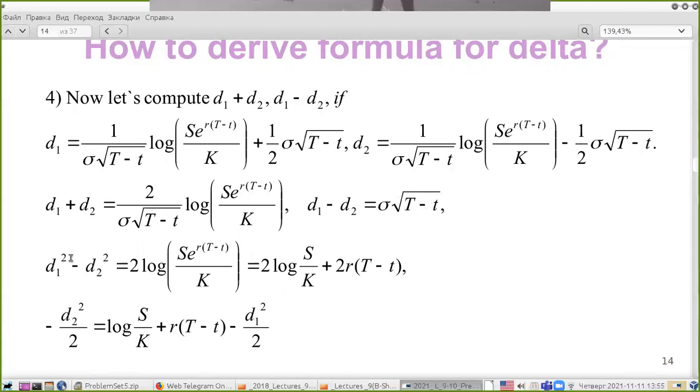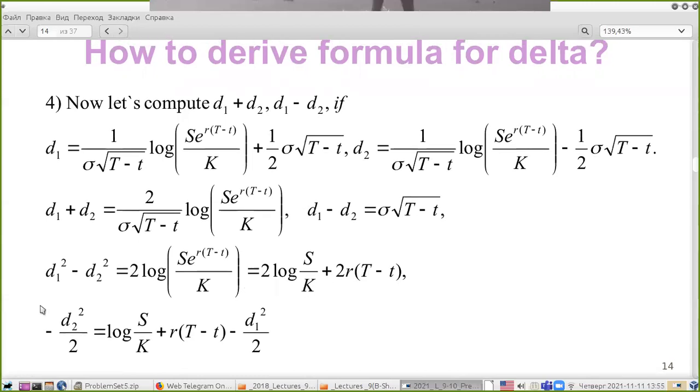Yes. So after that, we need to find the difference of squares of d1 and d2. And you know the formula for this: d1 plus d2 multiplied by d1 minus d2. So we only multiply these expressions, and finally we have 2 log S divided by K plus 2r (T minus t). And it's only for the follow-up. We would like to find d2 squared divided by 2. It's from this, so it's only this minus d1 squared divided by 2.